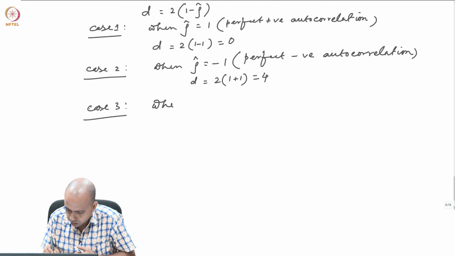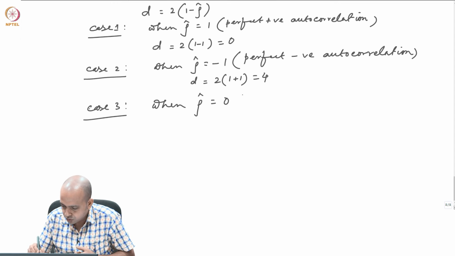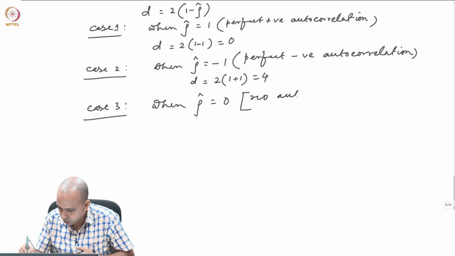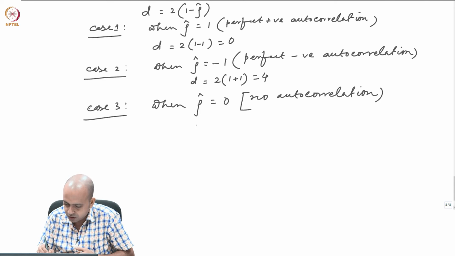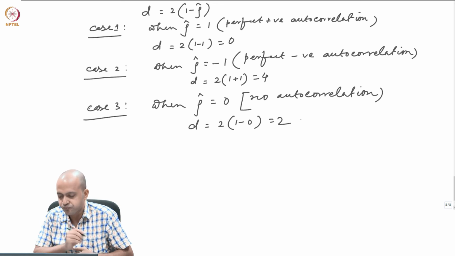when rho hat equals 0. So, that means no autocorrelation. Then d equals 2 into 1 minus 0 equals 2.